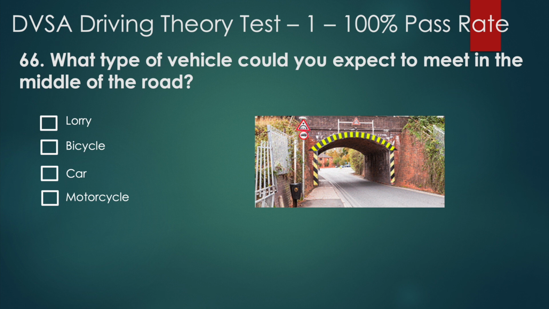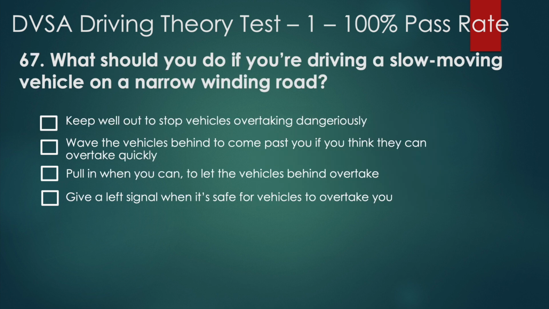66. What type of vehicle could you expect to meet in the middle of the road? A. Lorry. B. Bicycle. C. Car. D. Motorcycle. And the answer is A. Lorry.